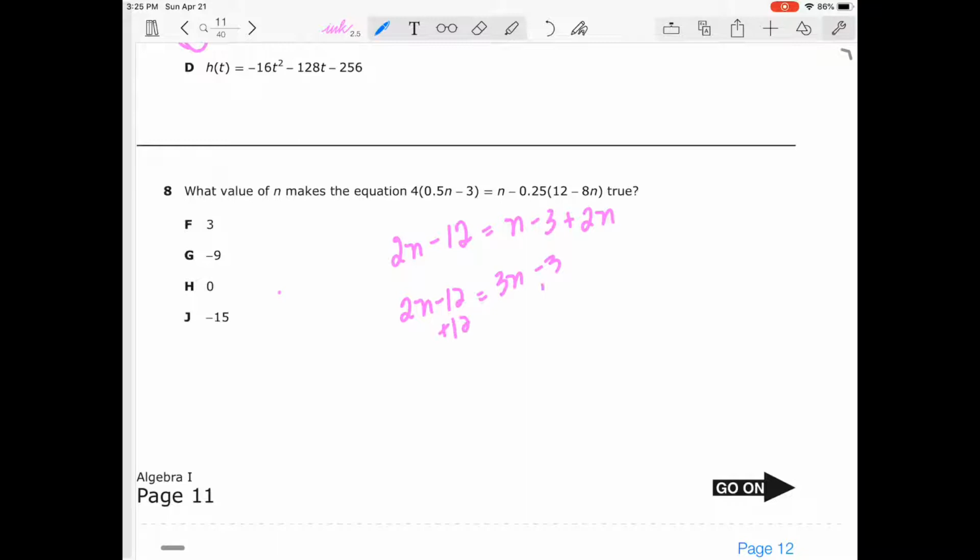I'm going to add 12, add 12. That's going to give me 2n is equal to, that cancels, n plus 9. Subtract n, subtract n. That's going to give me negative n is equal to 9. Divide by negative 1, that will give me n is equal to negative 9, which is our answer choice G.